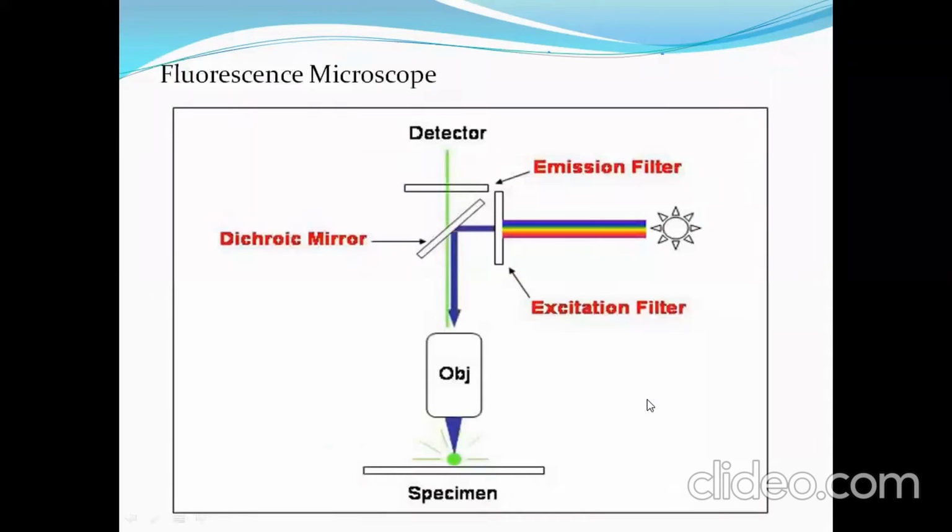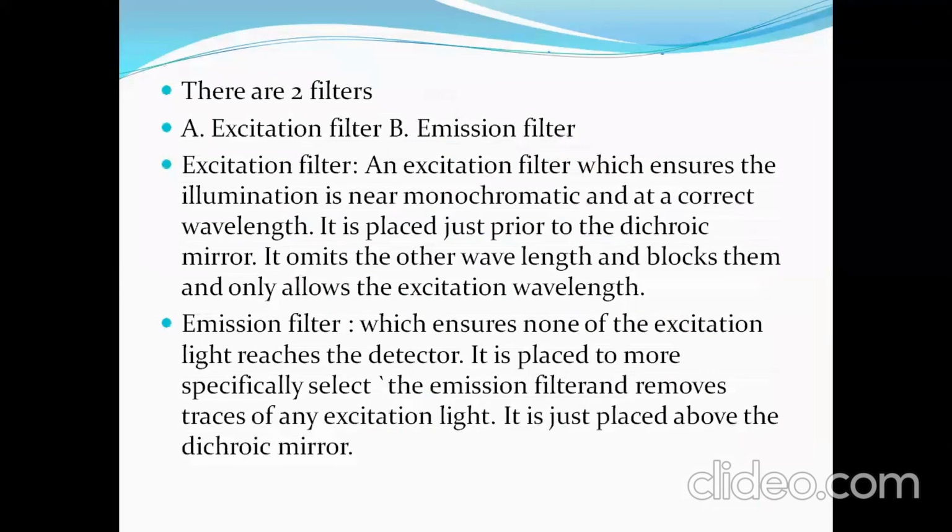There are two filters, excitation filter and emission filter. The excitation filter ensures the illumination is near monochromatic and at the correct wavelength. It is placed just prior to the dichroic mirror. It omits the other wavelengths, blocks them, and only allows the excitation wavelength.